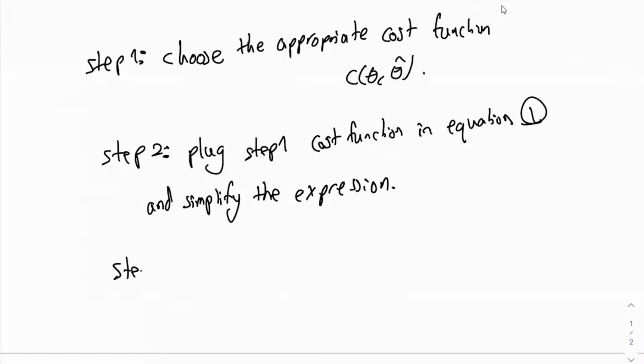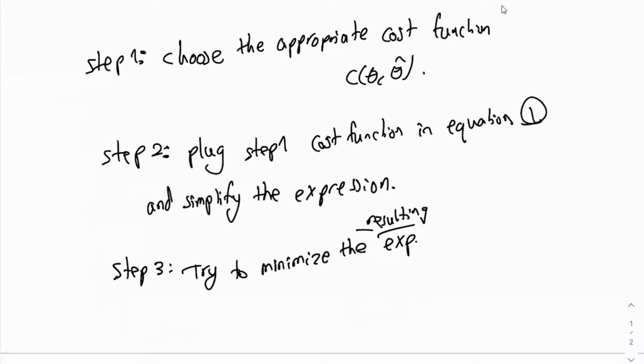Now step 3, try to minimize this expression in part 2. Try to minimize the resulting expression in part 2. That's step 2. So that's what you are trying to do, right? Try to minimize the expression in step 2. Okay, so that's the whole idea behind the Bayes estimation.